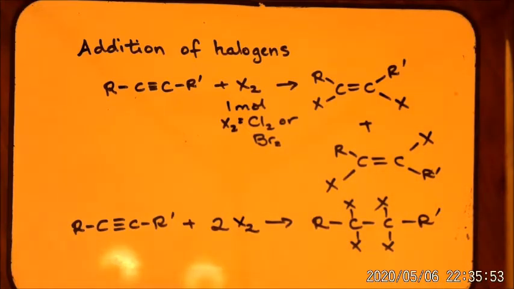If I use 2 moles of my halogen, then basically you're going to get your tetrahalides as a result. Okay, so depending upon the moles of halogen, you'll either get a mix of cis and trans alkenes, or if I have 2 moles, you'll get a tetrahalide.